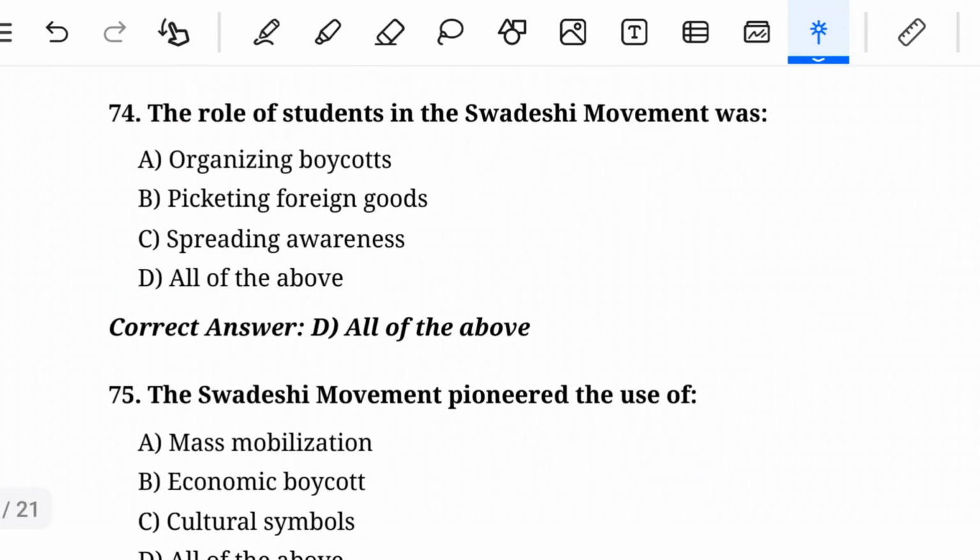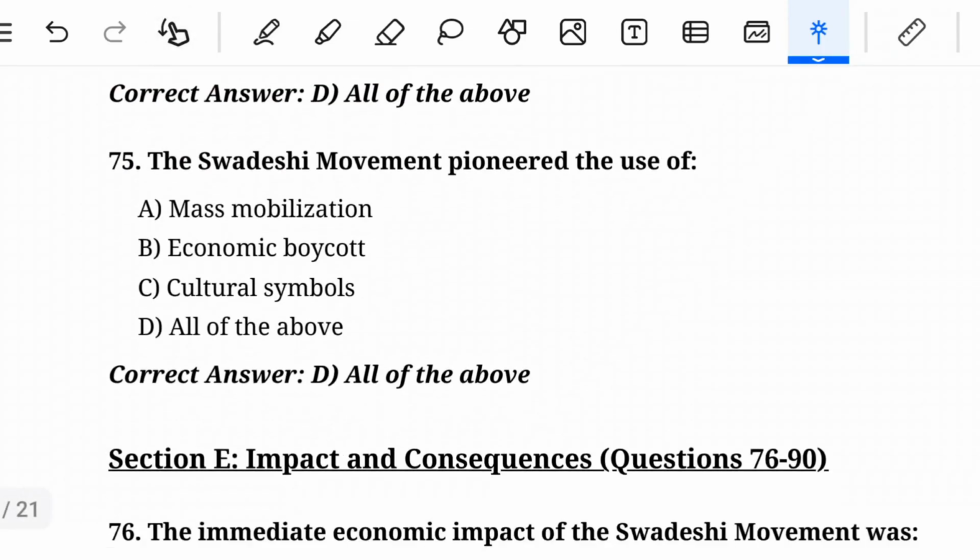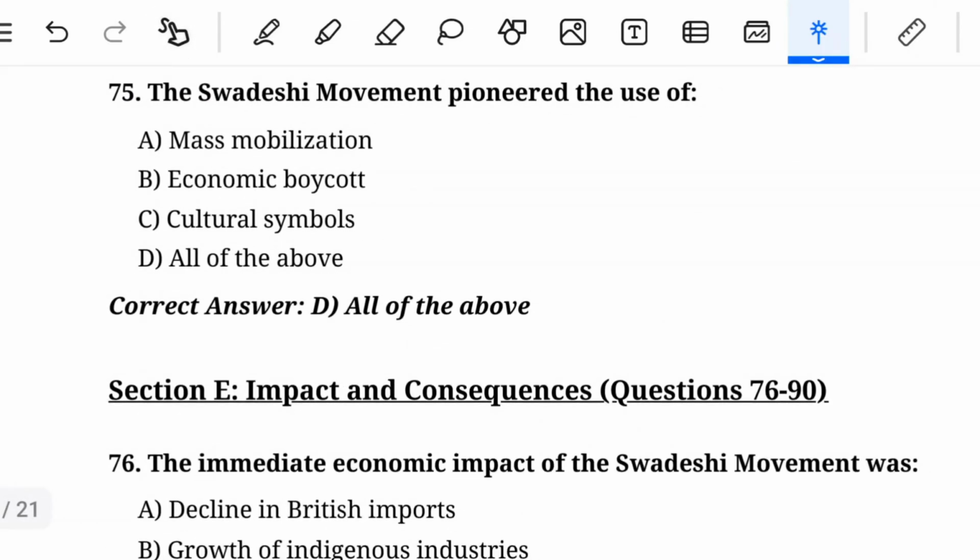74. The role of students in the Swadeshi movement was: A. Organizing boycotts, B. Picketing foreign goods, C. Spreading awareness, D. All of the above. Correct answer: D. All of the above. 75. The Swadeshi movement pioneered the use of: A. Mass mobilization, B. Economic boycott, C. Cultural symbols, D. All of the above. Correct answer: D. All of the above.